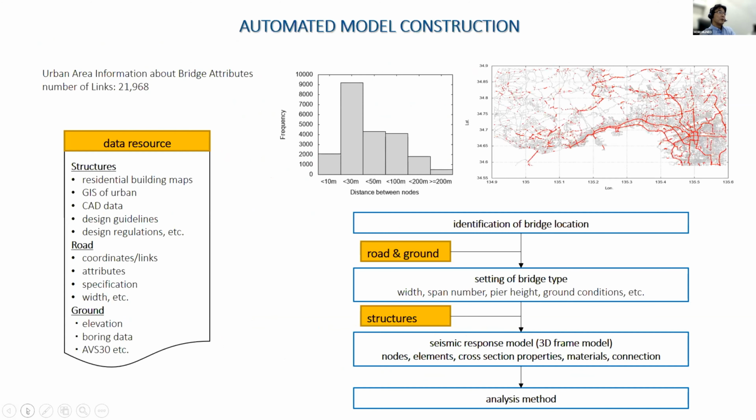So this is automated model construction. We made the road, the bridge, and the structures using the available data of limited quality and quantity. We somehow make models and calculate these things.